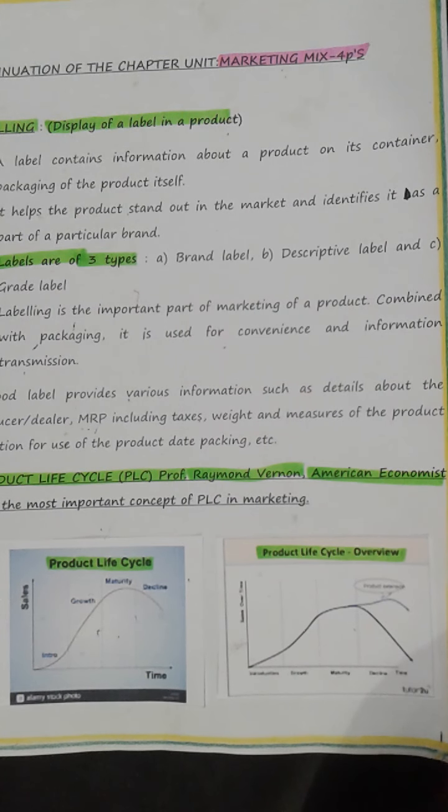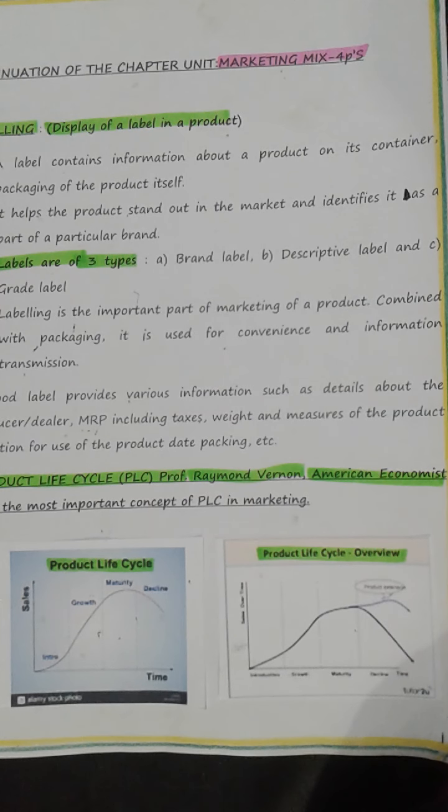Let's begin today's session by continuing studying the main elements of product mix. The learning objectives for today's sessions are as follows. The first one, labeling, significance of labeling and types of labels. Second one is product life cycle. Very important concept, children. The concept contributed by Professor Raymond Vernon, an American economist. The third one is stages of product life cycle, along with strategies.